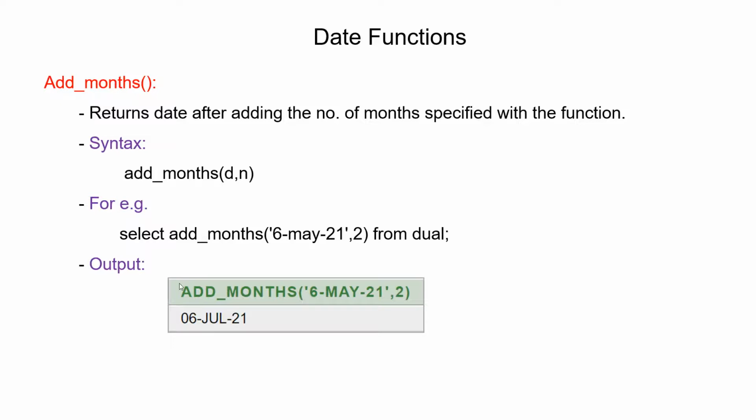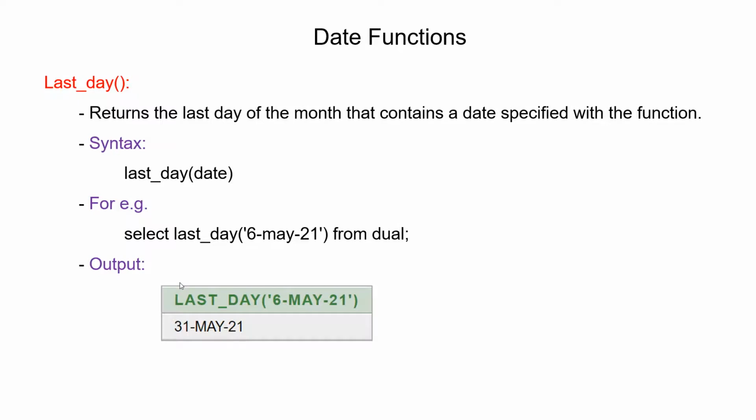See the example. Select add_months('6-May-21', 2). Our date is 6th May 21, and n is 2. So here 2 months will be added to 6th May. So the output will be 6th July. That is, after May you are going to add 2 months, so it will be June and July.